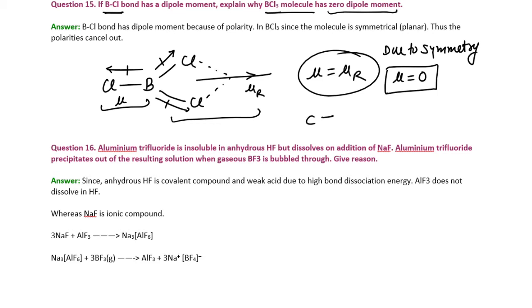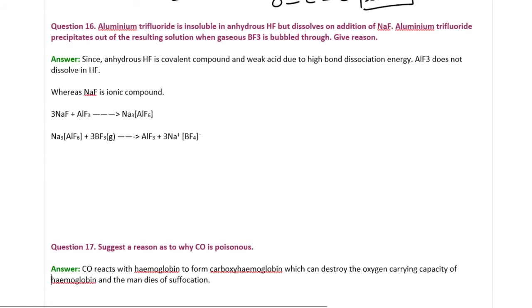That's it. Next, same is the case with CO2. In CO2, both the CO bonds are polar, but the polarity of one CO is cancelled by the other, therefore CO2 is non-polar, its dipole moment is 0. Same reason.